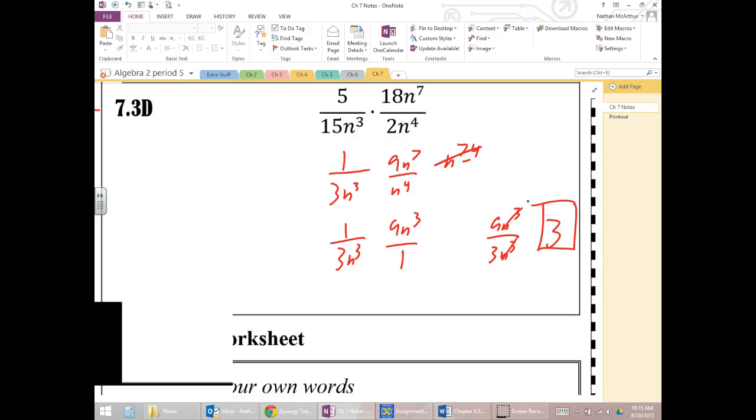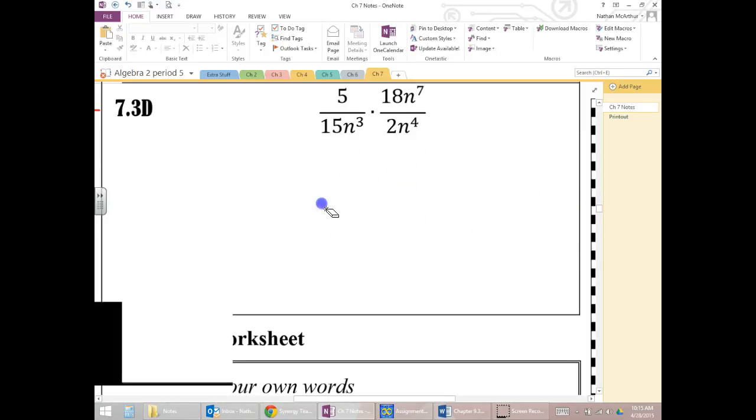Let's see if I didn't reduce. Some people are saying, well, what if you didn't? What if you just did it the exact same way you've been doing it all along? Times across. This is going to be 90n to the 7th. It's not 9, sorry, 90. What am I doing? My brain is so broken. 90n to the 7th. There we go.